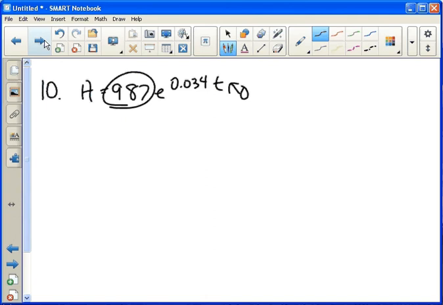Okay, B, at what rate is it growing? Okay, that's right here. Your rate is the K, or the R. So that's a 3.4% growth rate.